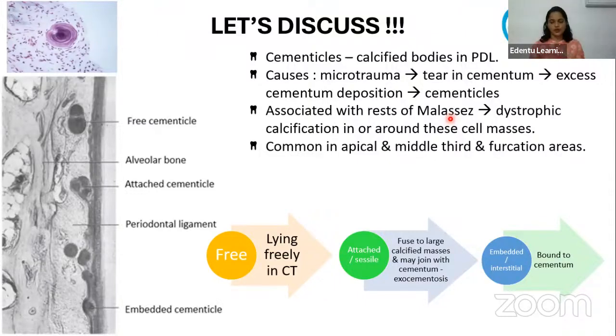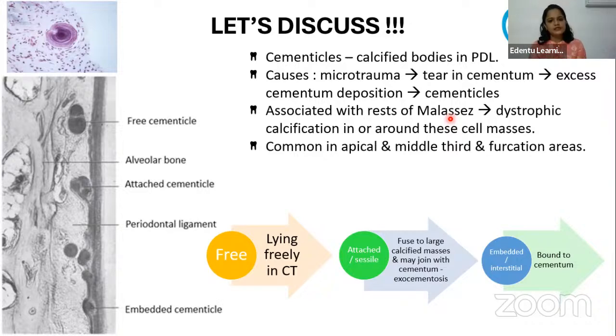Okay, that is one school of thought. Now another school of thought is that because of these cementicles, they are usually associated with the cell rests of Malassez. The cell rests of Malassez are more commonly seen in the root region, and around these cell masses, dystrophic calcification happens, resulting in the formation of cementicles. That is one suggestion. So it's not clear why the cementicles are formed, but two schools of thought are given.